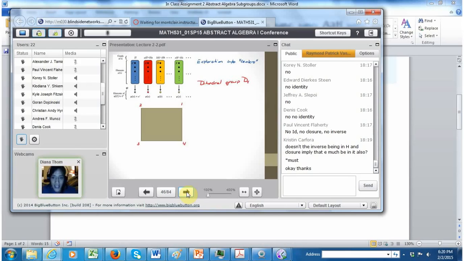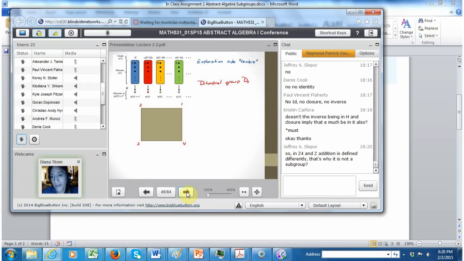So I want to go back to the dihedral group of 4 and show you some more, a different representation, introduce you to permutation groups through this representation, and then look at a special subgroup.